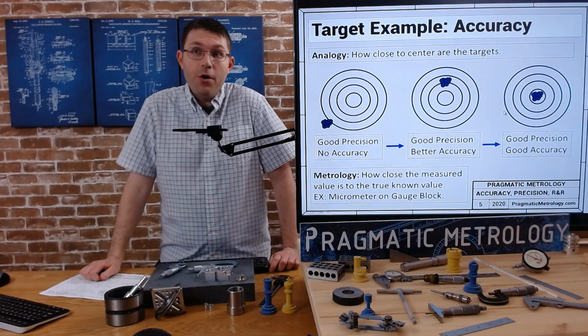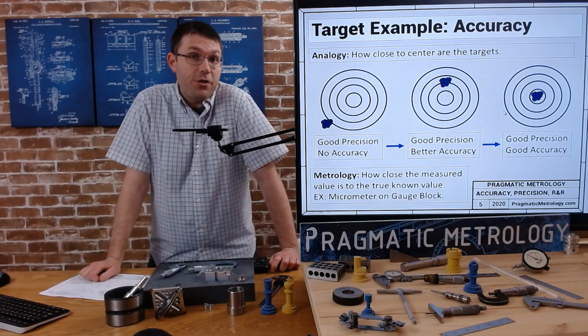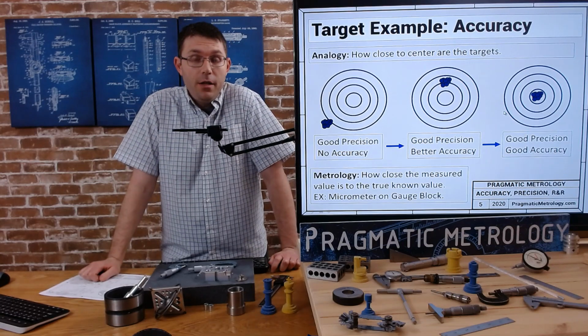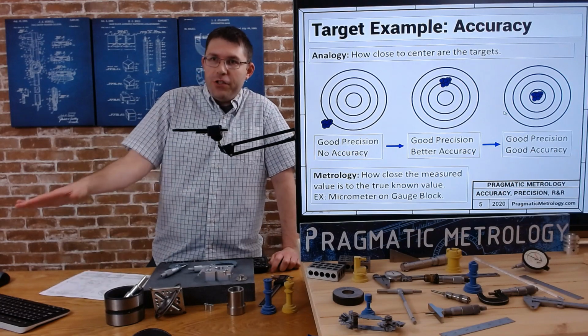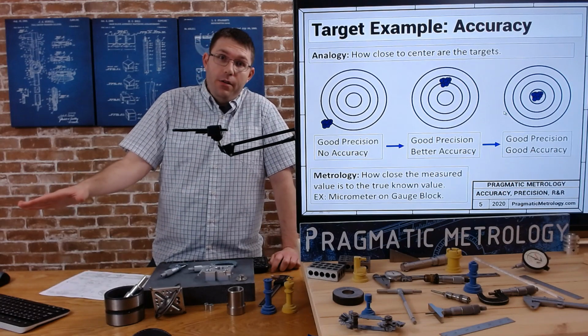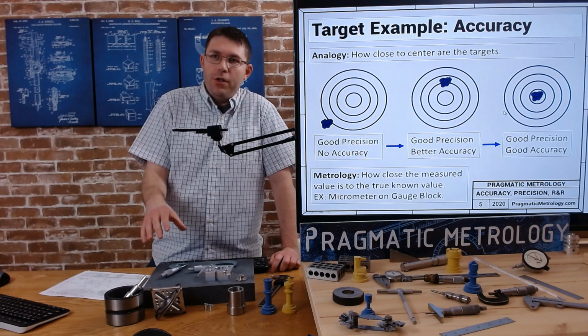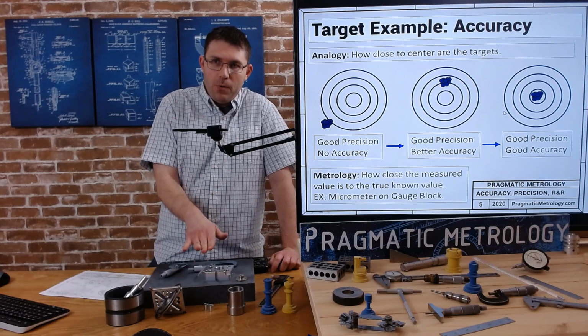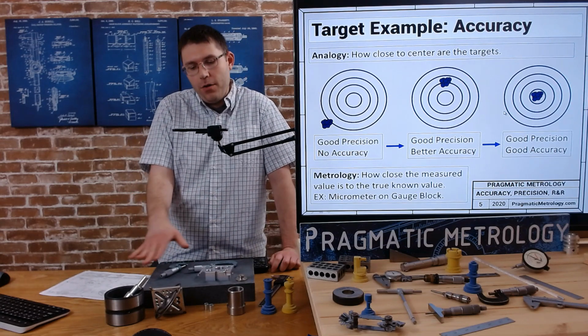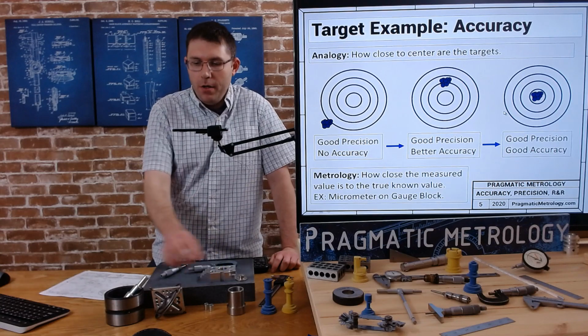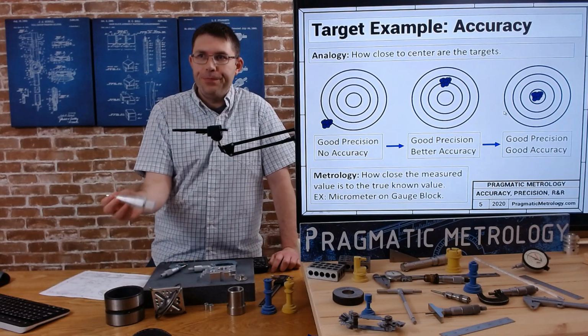Now, we don't always know the true value, right? In an inspection, you're trying to determine it. So we use a calibration check to verify our tool is good, and then we assume when we use that tool, we get the known value of the part, whatever part we use that tool to measure.